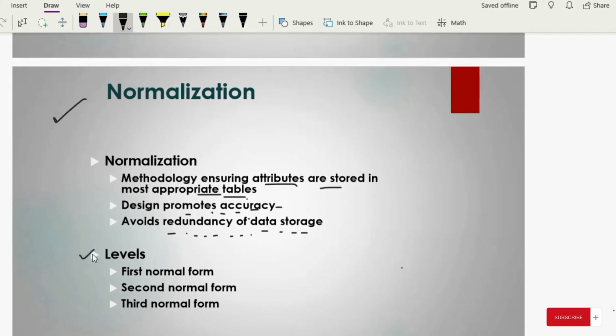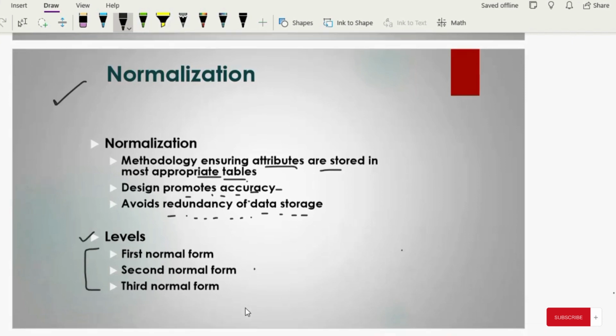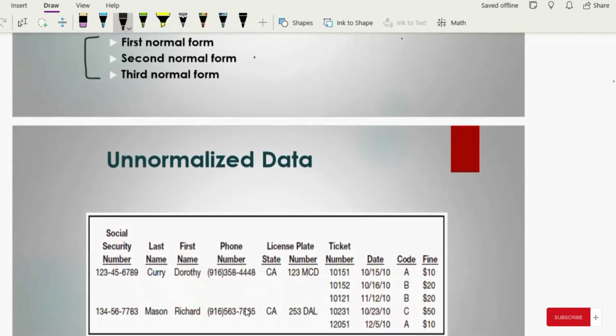We will be discussing the first 3 levels of normalization. There could be many more, but I will be introducing the first 3 from the accounting perspective. So first normal form, second normal form, and third normal form we will be using.